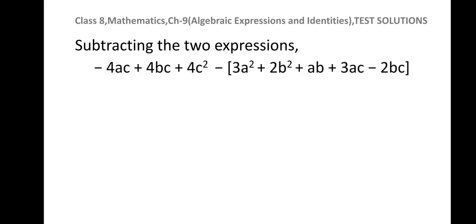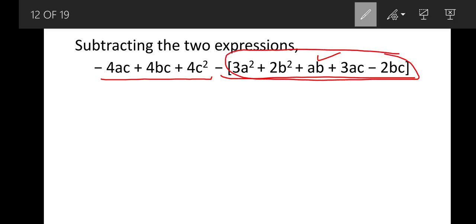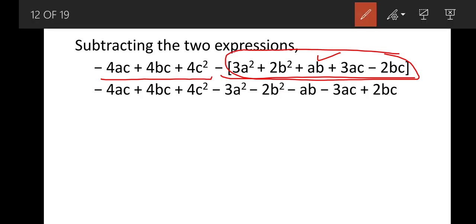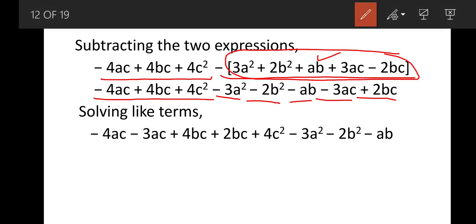So subtracting the two expressions, as I need to subtract this expression from this one, I have written this expression first, minus this expression. As the minus sign is there outside the bracket, the sign of every term present in this bracket will be changed. So this term is written as it is, minus 3a square, it was earlier plus, so minus 2b square, plus sign will be changed into minus ab, plus sign will be changed into minus 3ac, minus sign will be changed into plus 2bc. So now solving the like terms, rearrange the like terms and write them together.